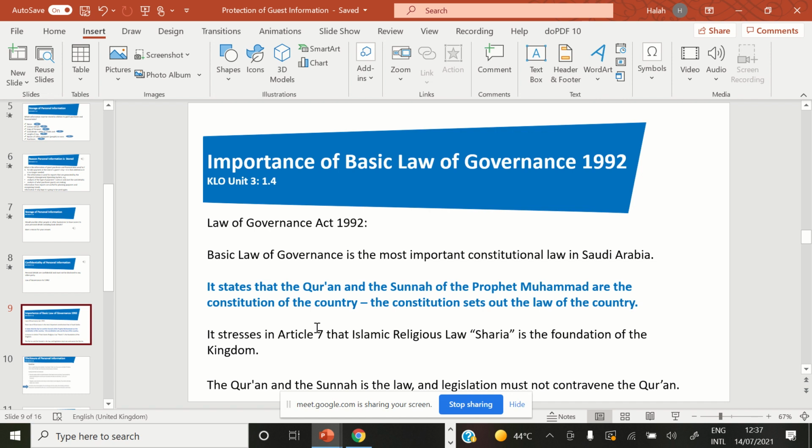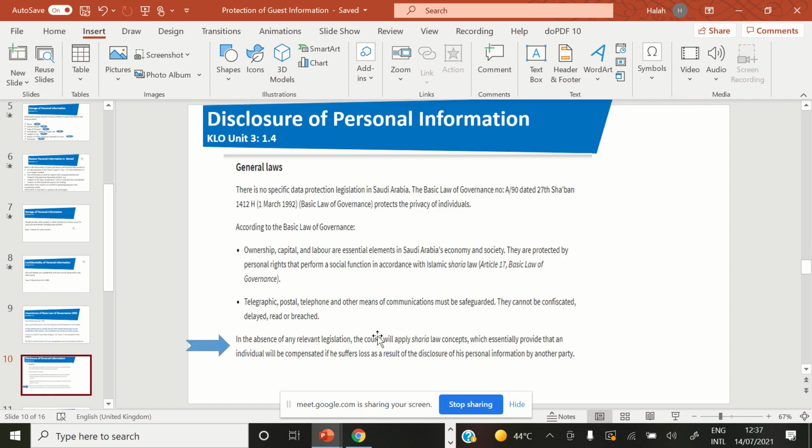In Saudi Arabia, the Saudi legislation all follows the Sharia law, the Islamic law. Islamic religious law is basically set by the Quran and Sunnah. So all the legislation in the country must follow Al Quran and Sunnah. According to Saudi law, ownership, capital, and labor are essential elements in the Saudi Arabian economy and society. So people, the main power, are the essential elements in the country's economy.